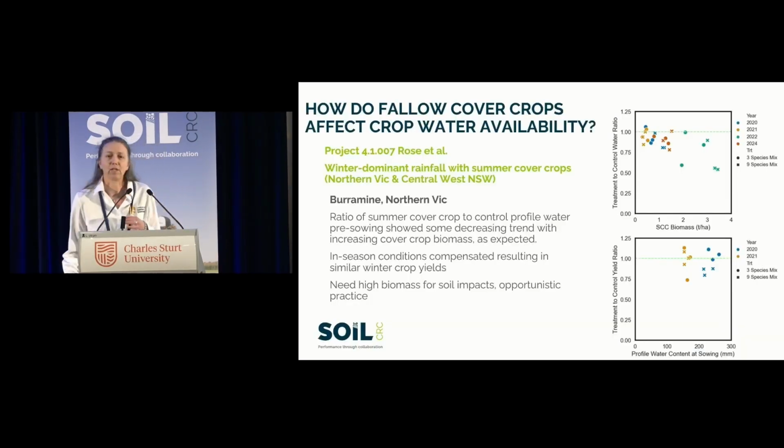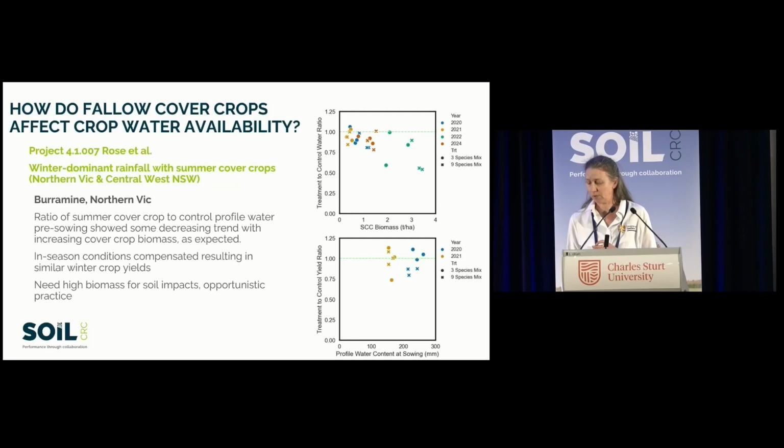The first study that I'm giving a research update on is the one led by Terry Rose out of Southern Cross University, and they've got two sites where they're looking at the influence of fallow cover crops on crop water availability to the subsequent cash crops. They've been looking over the last 4 years at those two sites with a few different combinations, a couple of different cover crop levels, so 3 species mix and 9 species mix. The site that I'm going to be talking about is the one at Burramine in northern Victoria, which is where our project is co-located as well. So I'll be talking more about that site as well.